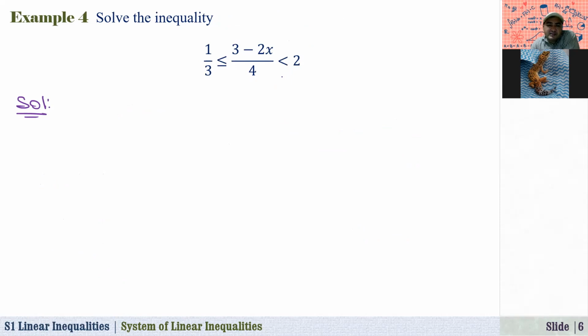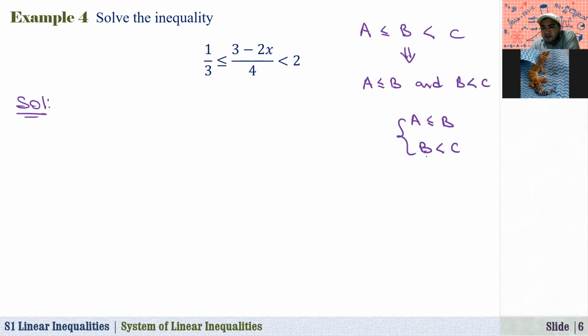Actually, I can just write it as a system of linear inequalities, because if we have A is less than or equal to B less than C, what does it mean? This is equivalent to this: A is less than or equal to B, and B is less than C. It is the system. This curly bracket means "and", and we have to solve these inequalities together.